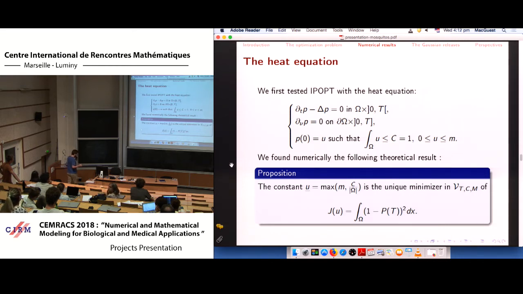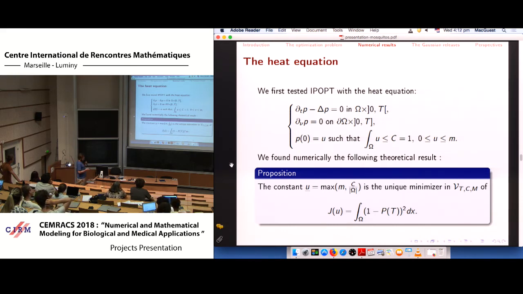This problem is actually simple enough that you can solve it theoretically, and you can show that the optimal control is just a constant. It depends on what your constraints are, but basically you're saturating the constraints. You're basically releasing the maximum amount that you can. So we had this result, and then we coded everything in FreeFem, and we got it to run. We had a few problems, but essentially it was working, and we were happy with how it was going.